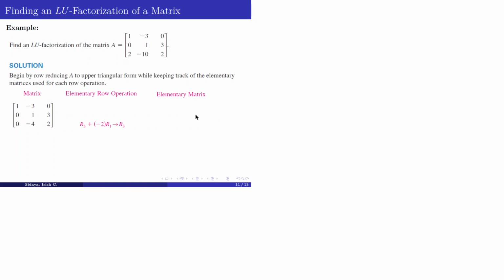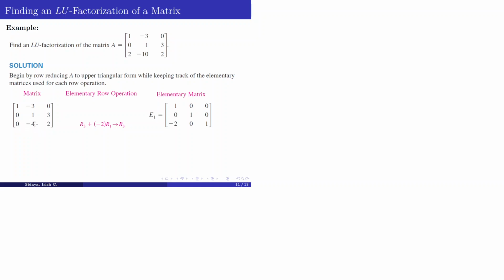Okay, so next is the corresponding elementary matrix. Again, we apply this elementary row operation to the 3 by 3 identity matrix. So we will get this corresponding elementary matrix. So let us name that one as E sub 1. Next is, we want this to be 0. Again, we want the entries below the main diagonal to be 0.